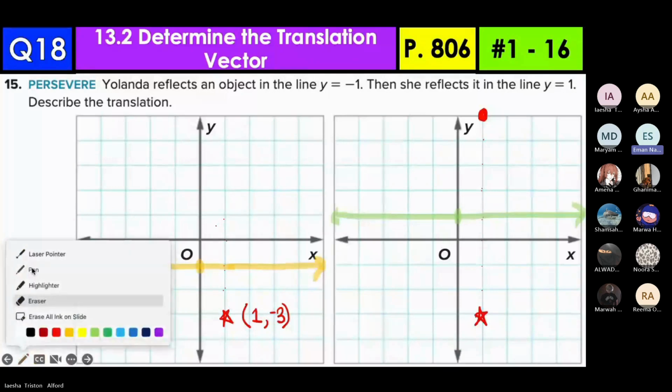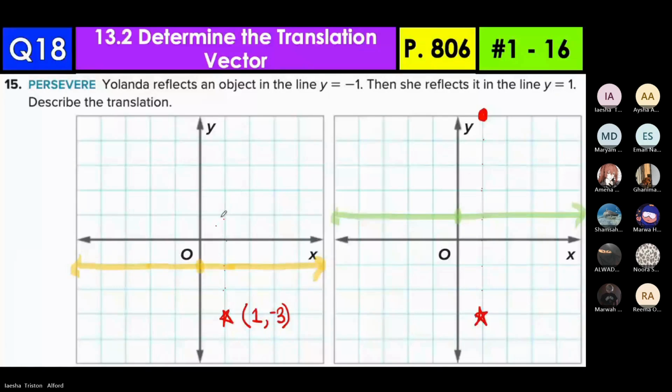I already brought 1 and -3, I have to reflect across this line. So this one is 2 up, so this one should be 2 down from the yellow. So here, what is the translation vector to go from the purple star to the red circle?